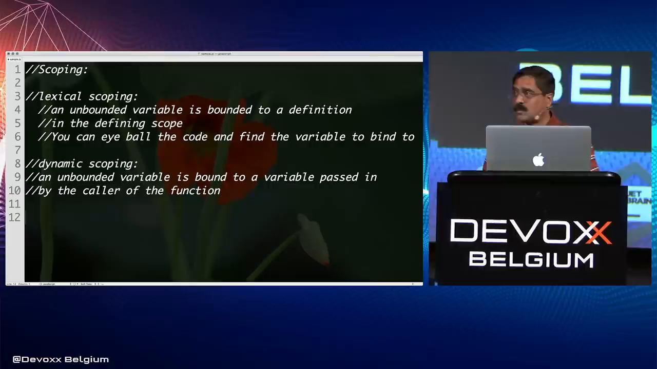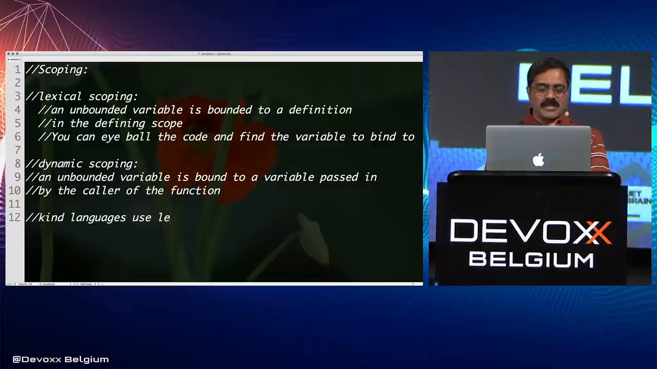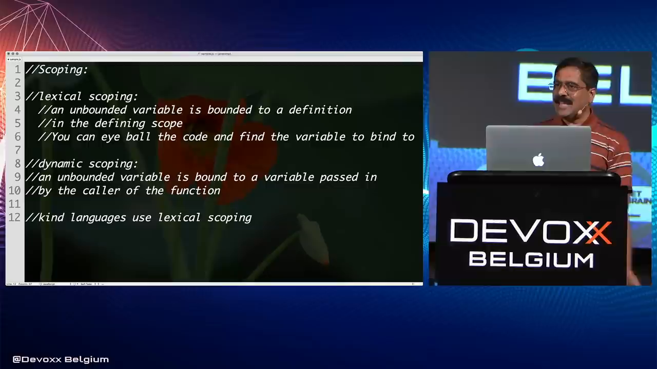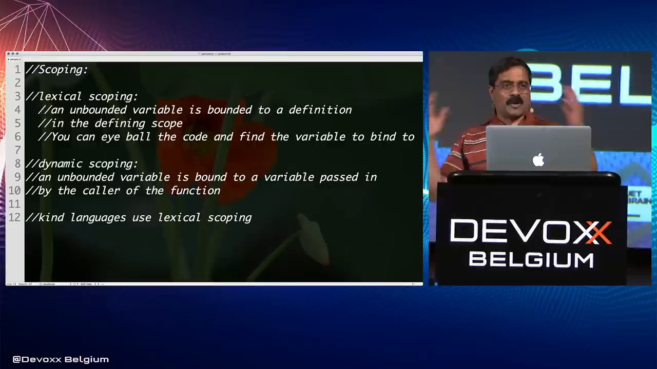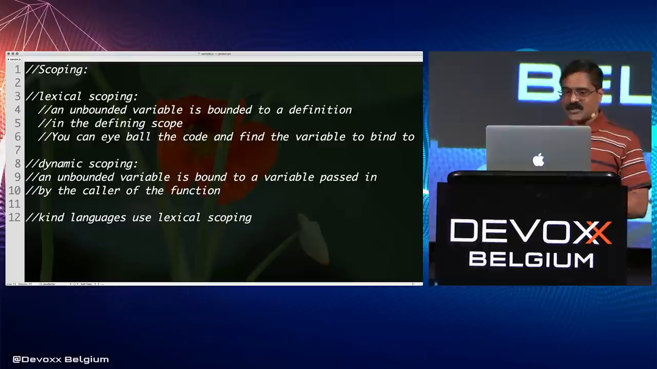Now, let's think about this for a minute. There are three kinds of languages out there. What I like to call kind languages. What are kind languages? Kind languages care about you, the programmer. They don't want to hurt you. And what do kind languages do? They use lexical scoping. Why is that? Because lexical scoping is easier on us. You can eyeball the code and say, hey, that variable, I got this. The code is easier to reason about. The code is easier to understand. So that's basically what lexical scoping really is. So kind languages use lexical scoping.